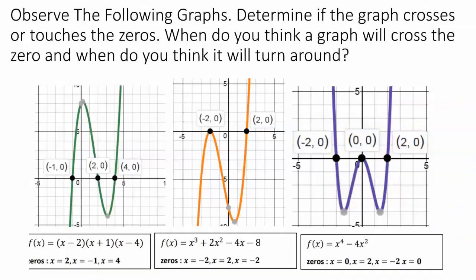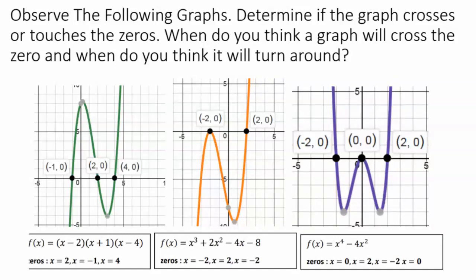All right. So now let's look at these graphs. Observe the following graphs and determine if the graph crosses or touches the zeros. When do you think the graph will cross the zeros and when do you think it will turn around? As you can see, sometimes we have x-intercepts where the graph crosses the x-axis, and sometimes it just touches the x-axis and then turns around. And there's a way for us to determine when this happens. Okay, so let's look at this first example.